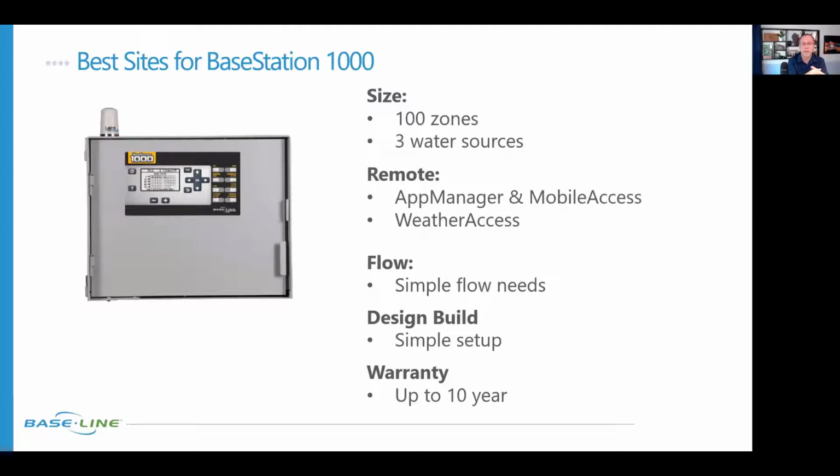Maybe it's a design build. So you're a design build contractor and you want something really simple to set up, but you still want to be able to remotely operate it, remotely connect it, and still get some flow information. And then we come back to that warranty, right? You want an extended warranty, or you want a 5 or a 10-year warranty. We're still going to get that with the Basestation 1000. Those are some of the key things on this one.